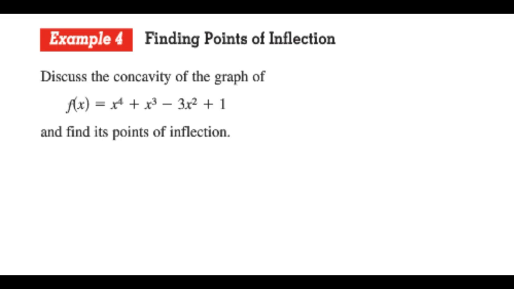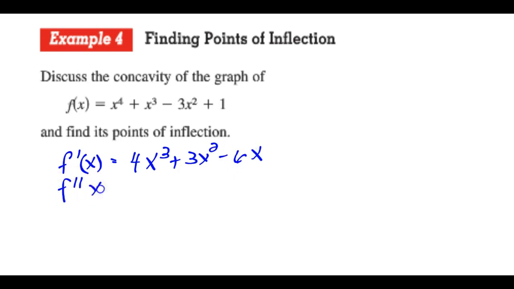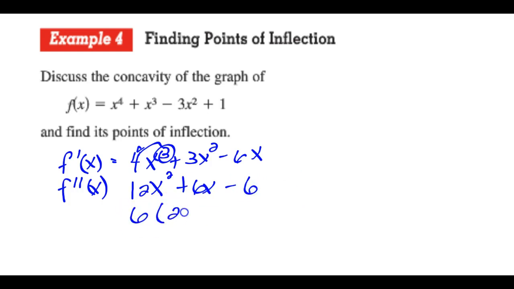So here we go. Example number 4. To find points of inflection, I'm going to go for the second derivative. Well, and first I'll have to find the first derivative, 4x cubed plus 3x squared minus 6x. The second derivative is easy enough to find. The 3 times the 4 is 12x squared plus 6x minus 6. Of course, I could factor out a 6. 2x squared plus x minus 1.